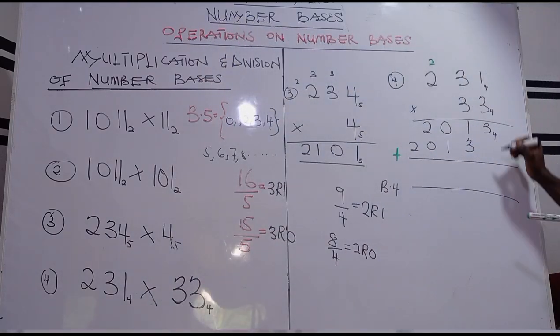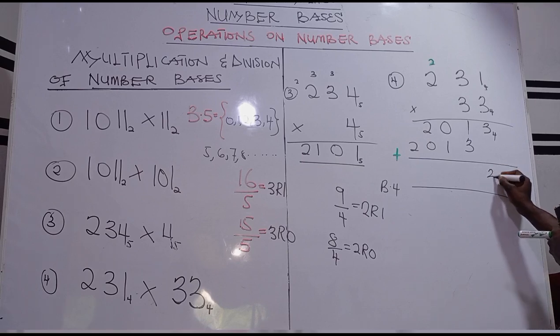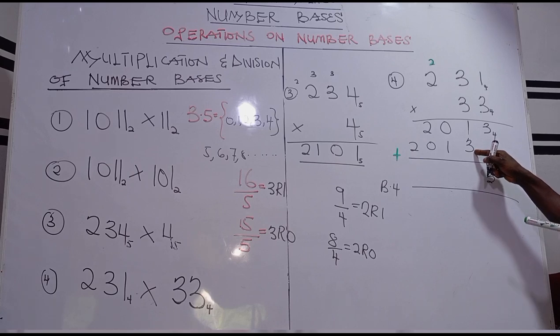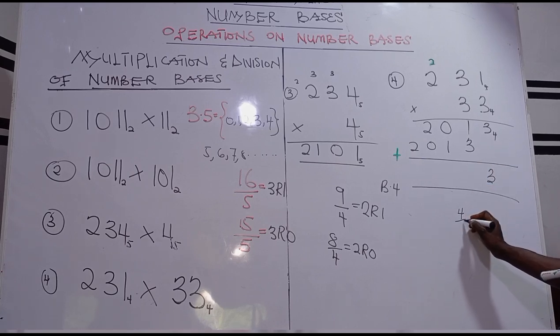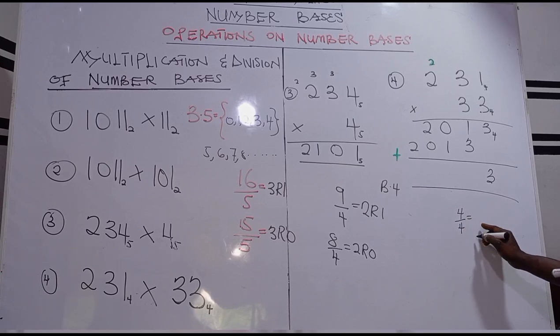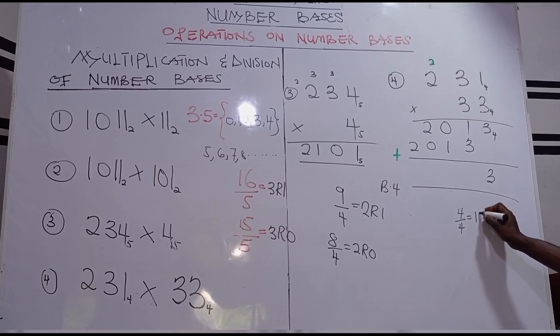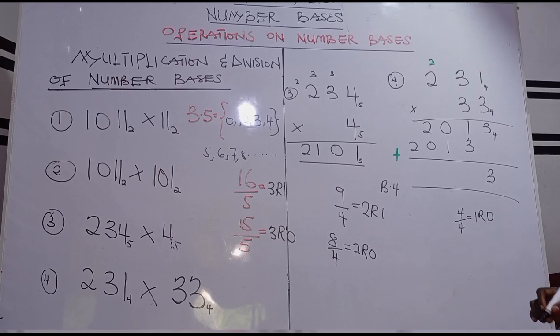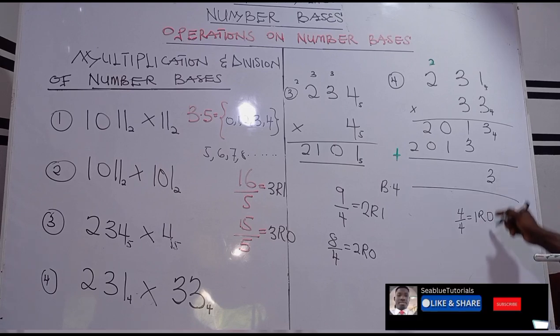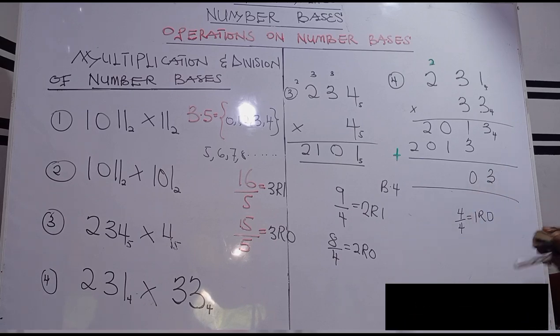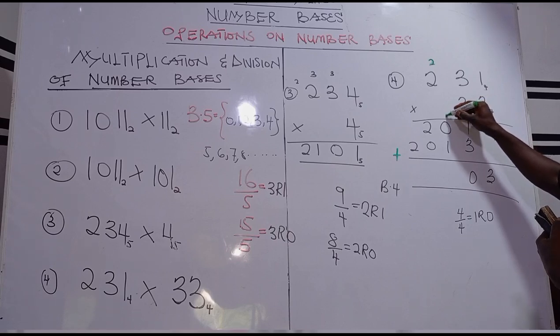So we have 3 plus nothing will give us 3. We are working in base 4. 1 plus 3 will give us 4. Since we can't have 4 in base 4, we divide the 4 by the base that we are working in. And this is going to give us 1, remainder 0. So we are going to write the 0, and then we carry the 1 to the next number. Good.